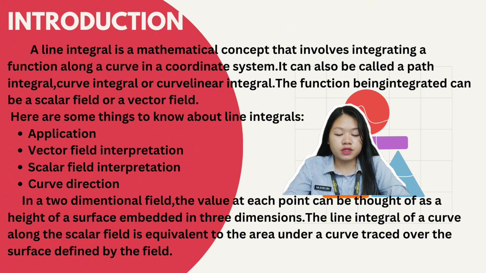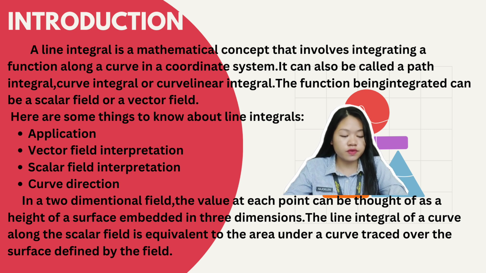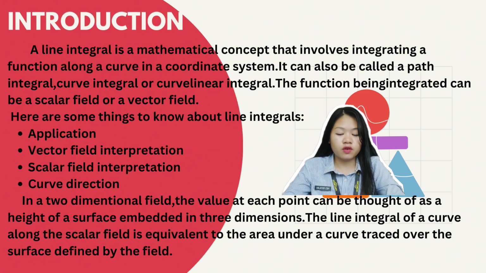Vector field interpretation. For vector fields, the line integrals can be interpreted as the amount of work done on a particle by a force field as it moves along a curve. Third, scalar field interpretation. In a two-dimensional field, the line integral of a curve along a scalar field is the same as the area under a curved trace over the surface defined by the field. Last, curve direction. The curve negative C is the same curve as C, but with the direction reversed.